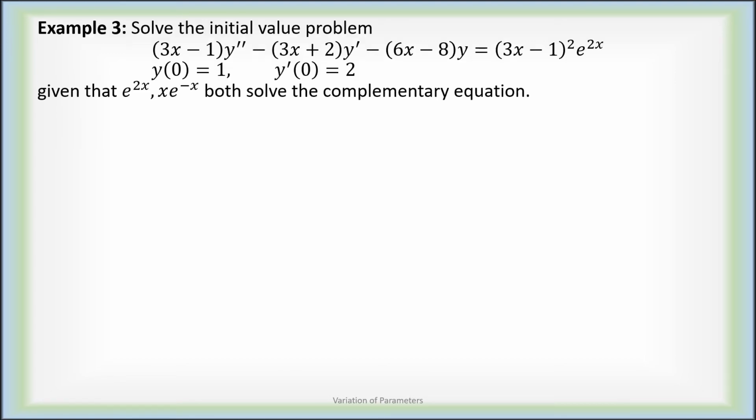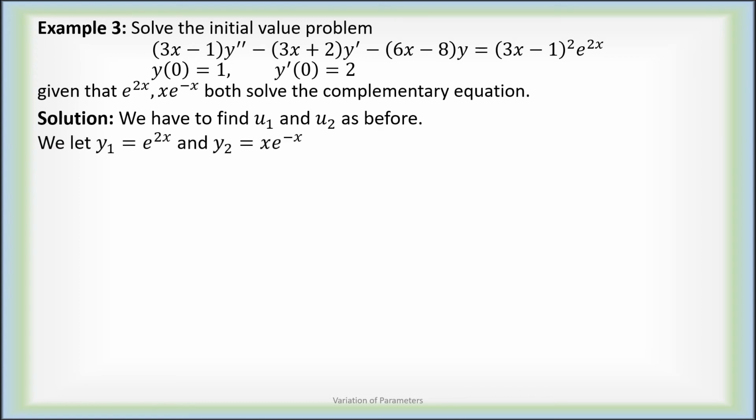As a third example, let's solve the initial value problem. The differential equation looks pretty ugly, but we do have some initial values. Also, we're given that e to the 2x and x e to the minus x both solve the complementary equation. Well, if we already have a fundamental set of solutions, we really can jump right to finding u1 and u2 using the formulas that we have.